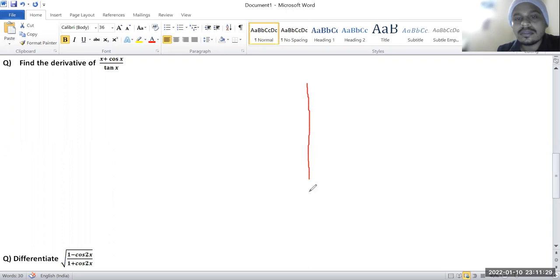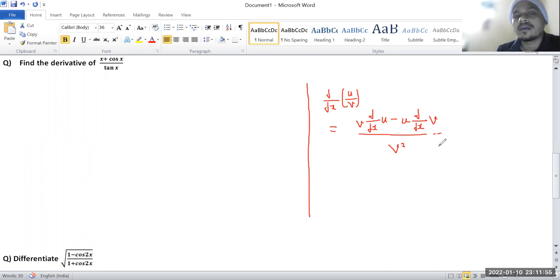d upon dx of u by v, this is called the quotient rule. It is v as it is, d by dx of u, minus u, d by dx of v. Okay, this is the quotient rule. Now here apply it.